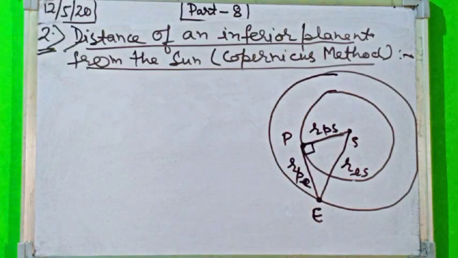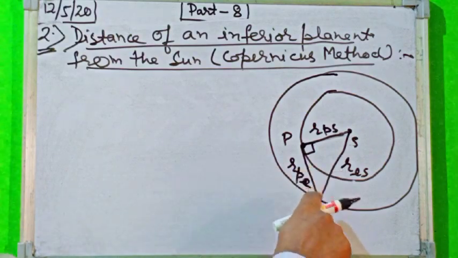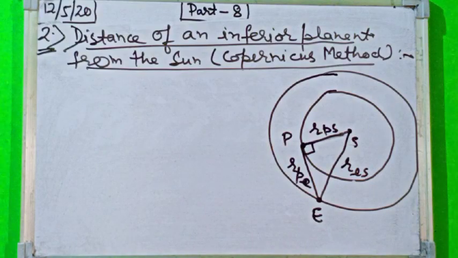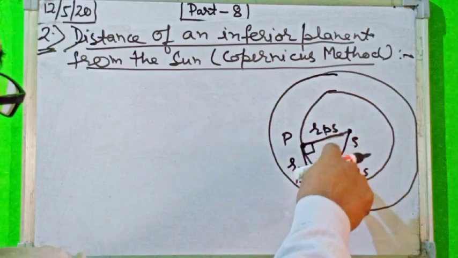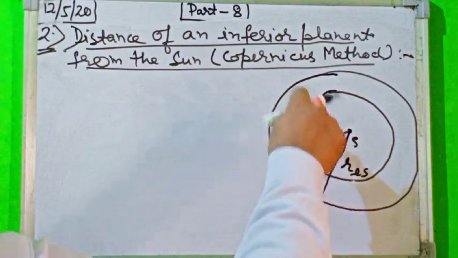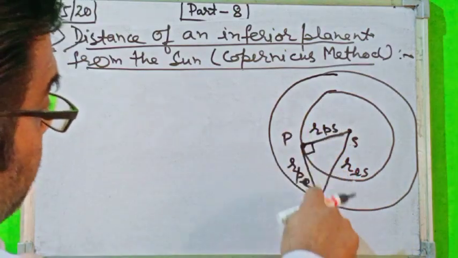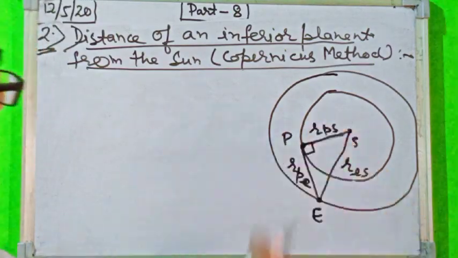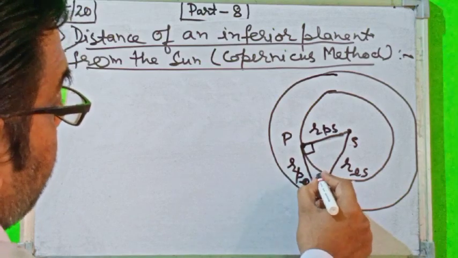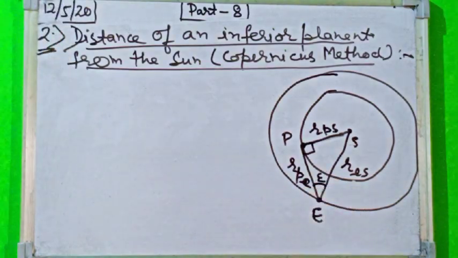Now, the angle subtended by the planet, as seen by an observer at the earth, with respect to the sun, is given by the angle of elongation, epsilon, or the planet's elongation. This is the angular distance of the planet from the sun as observed from the earth.